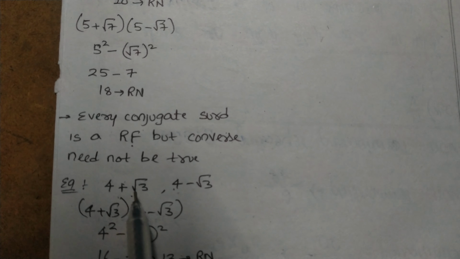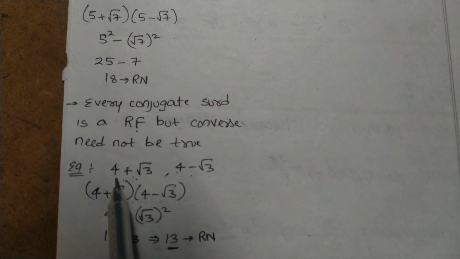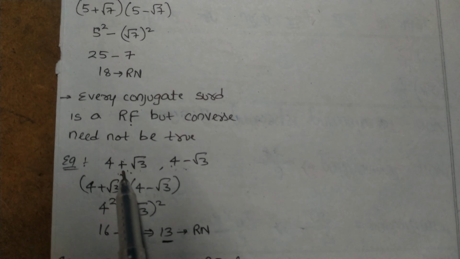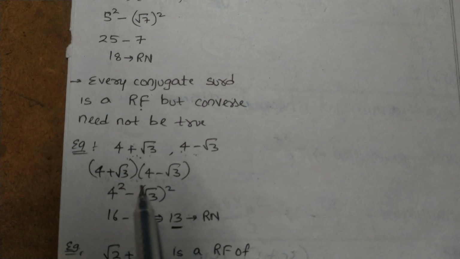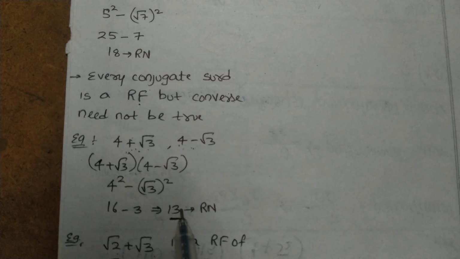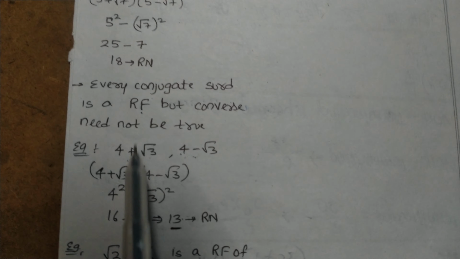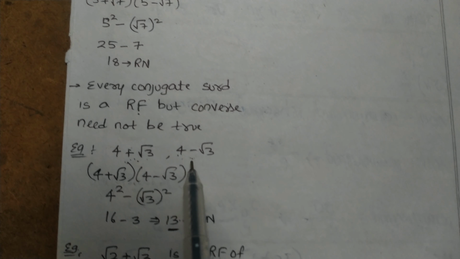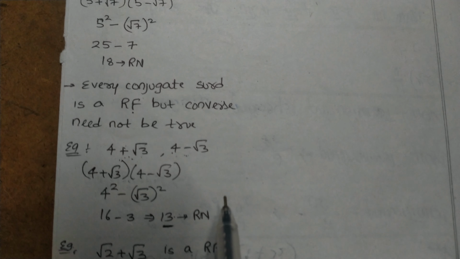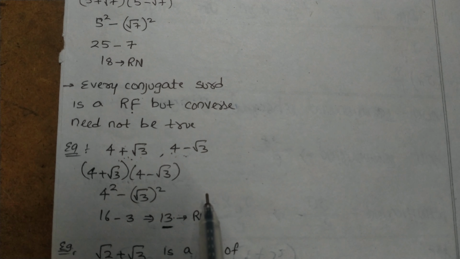So every conjugate set, now this is a conjugate of this: 4 plus root 3 and 4 minus root 3. 4 minus root 3 is a conjugate of 4 plus root 3. Suppose if you are doing calculation, you got a rational number. So if you get a rational number, then this 4 minus root 3 is the rationalizing factor of this 4 plus root 3. I have explained about rationalizing factor in previous videos. Please go and check there, if you have any doubt regarding rationalizing factor.